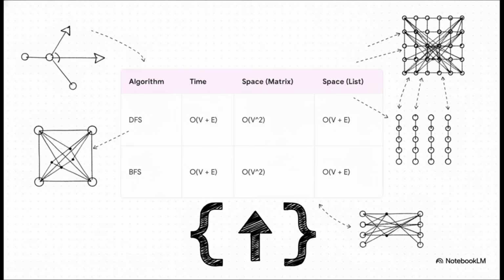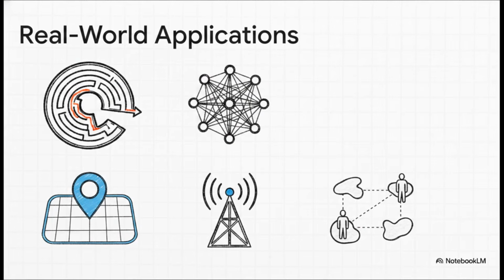But pay very close attention to the space complexity. Remember how matrices cause memory demands to absolutely skyrocket to V squared? Yeah, adjacency lists keep things nice and lean. Your choice of algorithm completely changes what you can achieve in the real world.